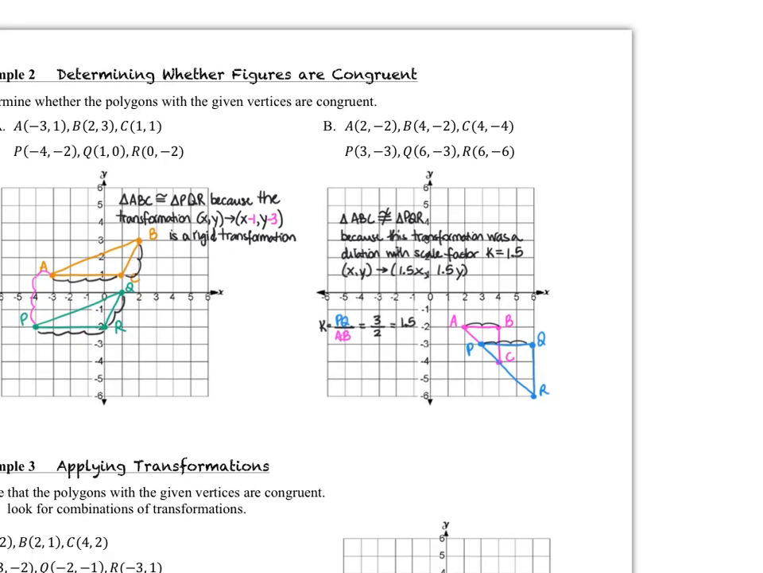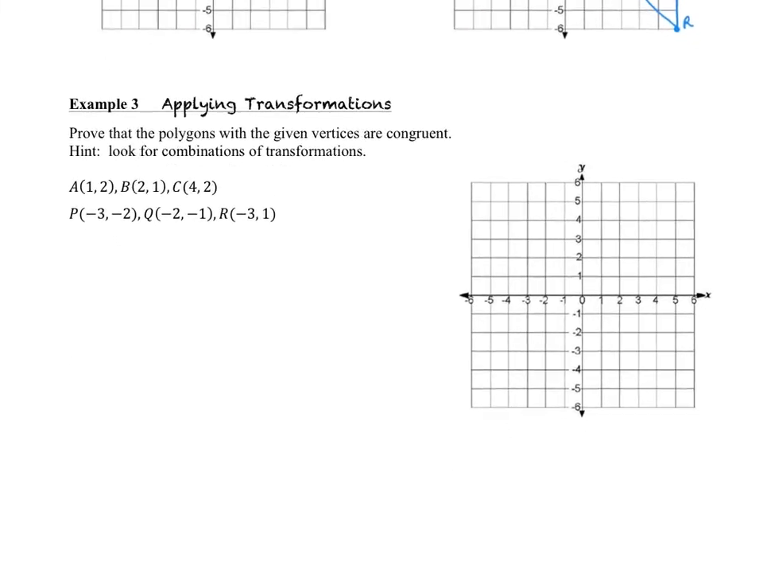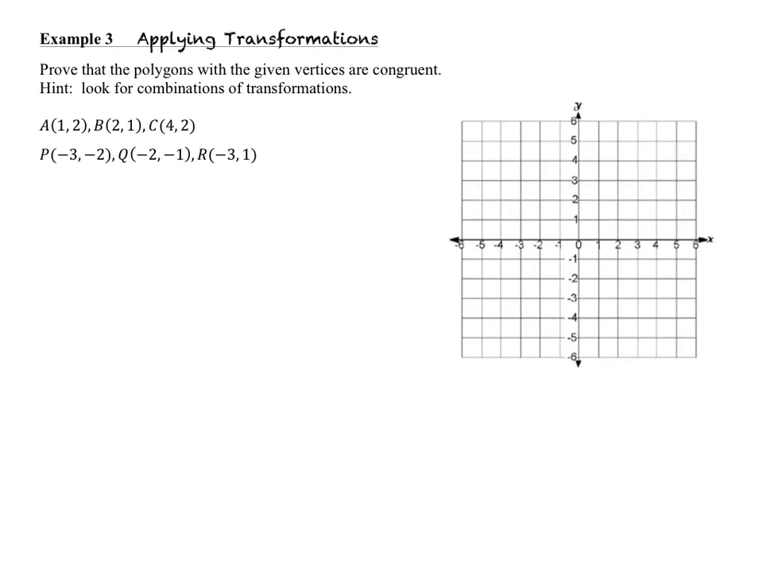Now let's take a look at example 3. Applying transformations on example 3, we're going to prove that the polygons with the given vertices are congruent. And this gives us a hint. Look for the combinations of transformations. So that means there's more going on than just one transformation. So we're going to start out by graphing points A, B, and C and determining what that figure is. So let's start there. We've got triangle ABC and we've labeled it the pre-image.